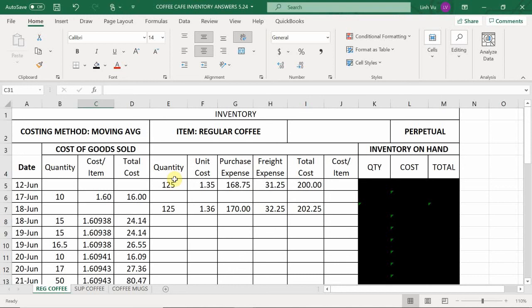Look at the top of your screen. Look at the costing method. Oh, perpetual. That's the tracking method. The regular coffee inventory costing method: moving average. Correct. So that means I have to constantly keep calculating an average cost. Hold on, let me write that down. So we're using the moving average.